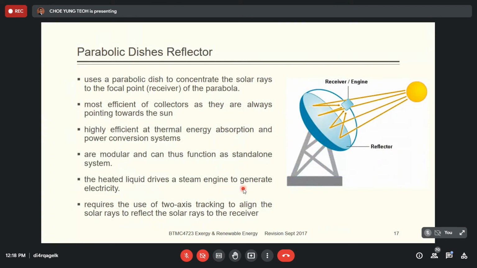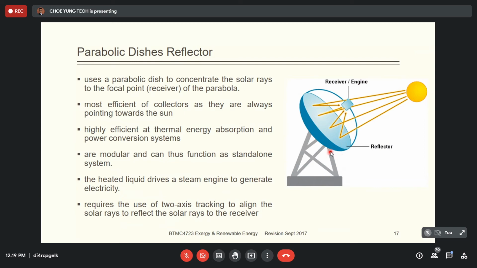This is the best solar thermal collector system. Why is it the best? Because it has the highest efficiency. You use a parabolic dish to concentrate the solar rays to the focal point, which is in the middle. So we reflect all the sunlight into the middle point.